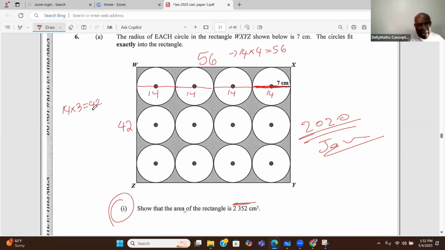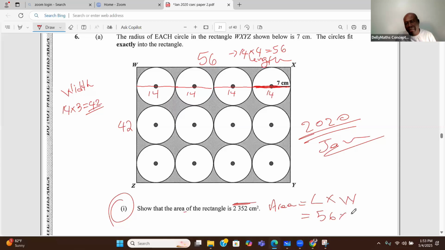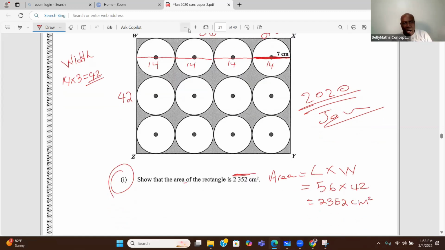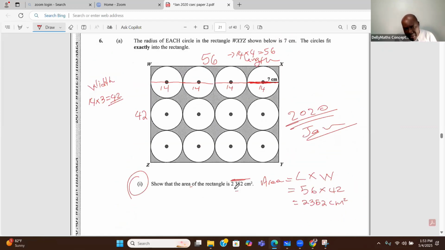So we understand the length and the width. This is the width, while this was the length. Having that, the area of the rectangle is the length times the width. So you're multiplying 56 times 42, and you expect to get what they get. If not, you could tell them that they are wrong, because what you did would have been perfect. So you get 2,352 square centimeters. You would have proven what they said, because the aim is to show that the area of the rectangle is this. Let me stop there for a minute.